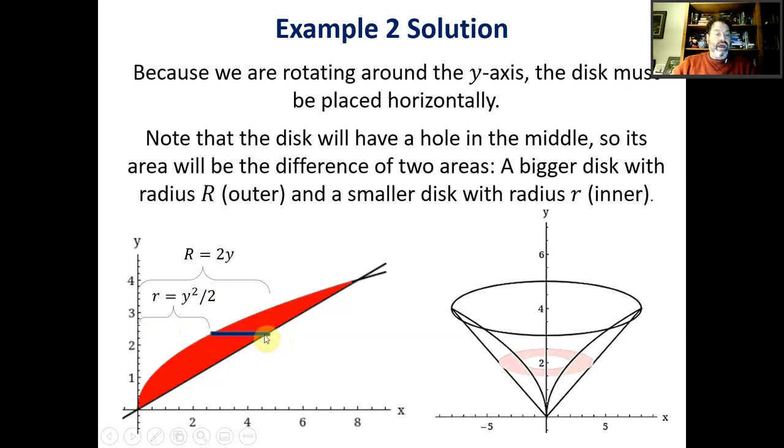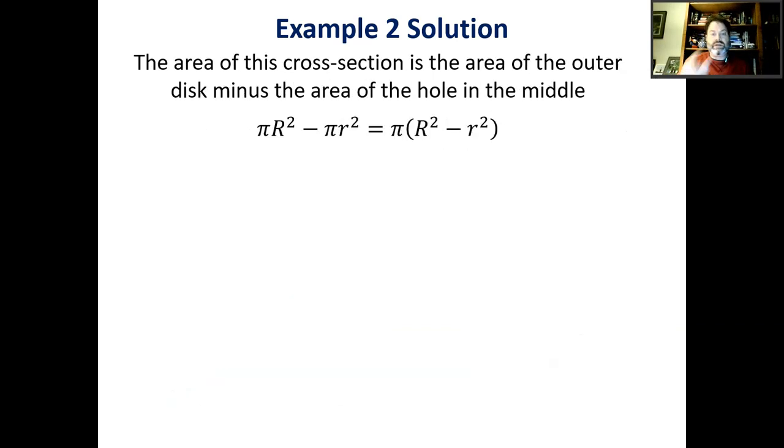So we're going to have a big ring where the radius is 2y, because that's the outside function. It's the rightmost function. And then our inner function is y squared over 2, which is on the inside. So what we're going to end up getting is an area calculation for the big ring that uses 2y, and an area calculation for the small ring that uses y squared over 2. And so that's what this says, right? The area of this cross section is the area of the outer disk minus the area of the hole in the middle. So you have a big disk minus something that got punched out of the center.